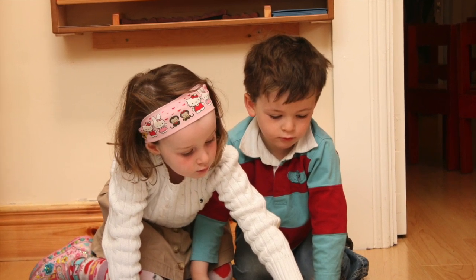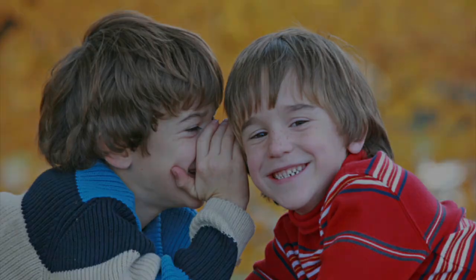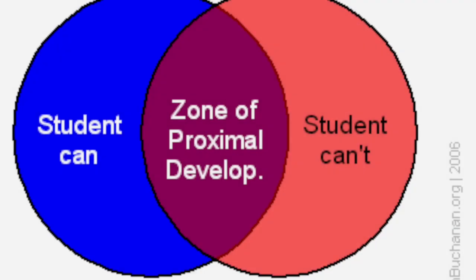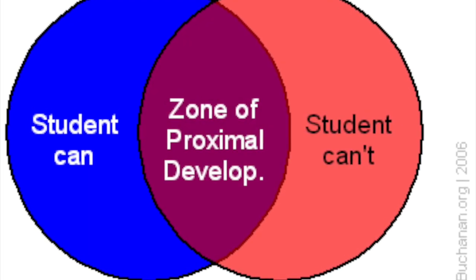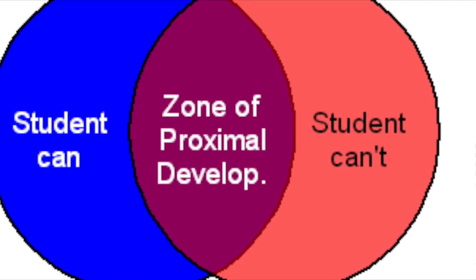We learn through social interaction, we learn language by engaging in meaningful conversation, scaffolding, and the zone of proximal development, or ZPD. The zone of proximal development is the difference between what a learner can do without help and what he or she can do with help.